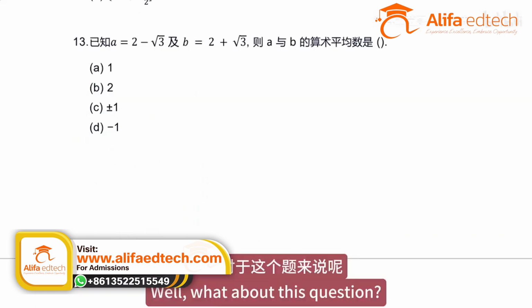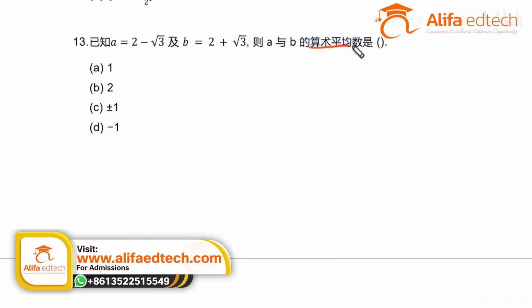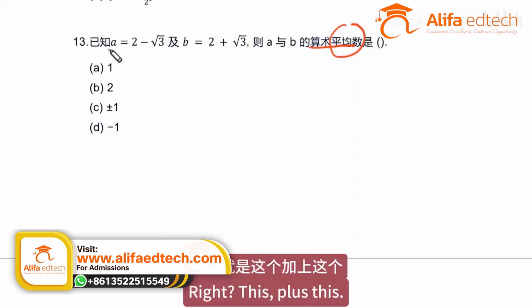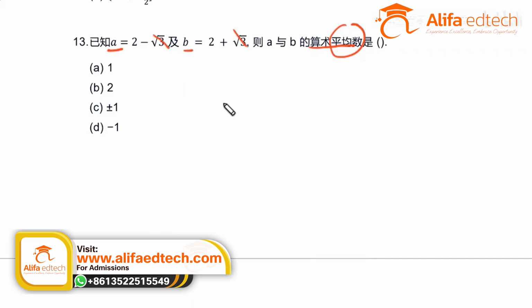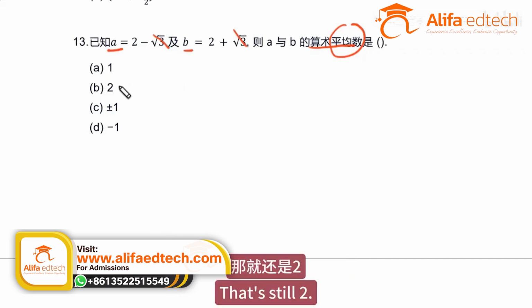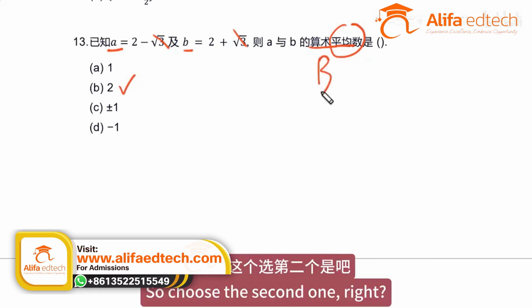As for this question, it mentions the arithmetic mean, which is actually just the average. You get it, right? Everyone should know what an average means, right? It's just this plus this, then divided by 2, and that's it. That's all there is to it. So it's 2 plus 2 divided by 2, which is still 2. So you should choose the second option, right?